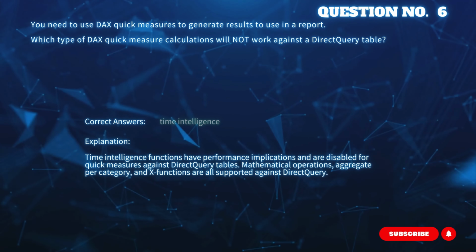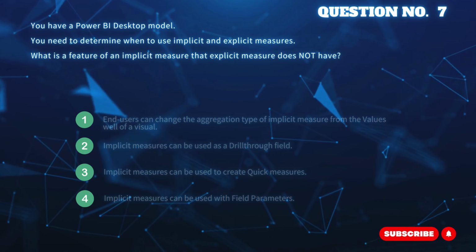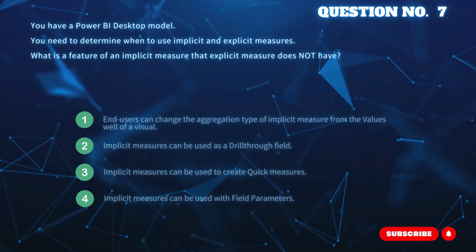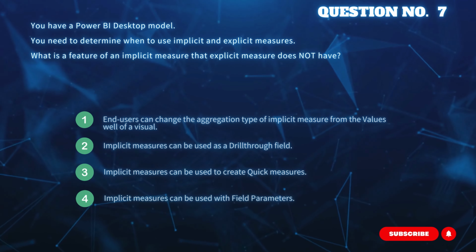You have a Power BI desktop model. You need to determine when to use implicit and explicit measures. What is a feature of an implicit measure that explicit measure does not have?